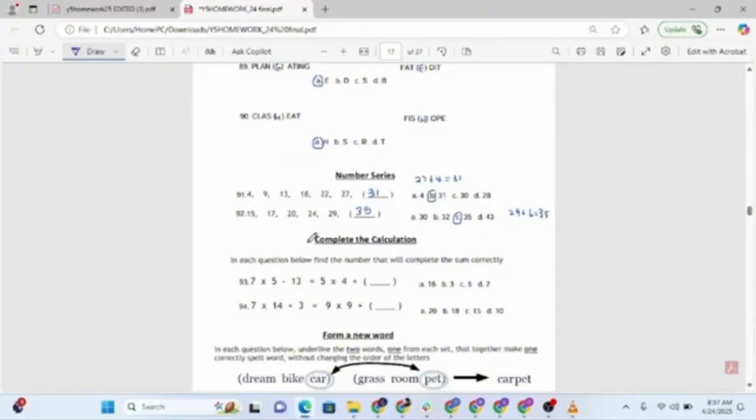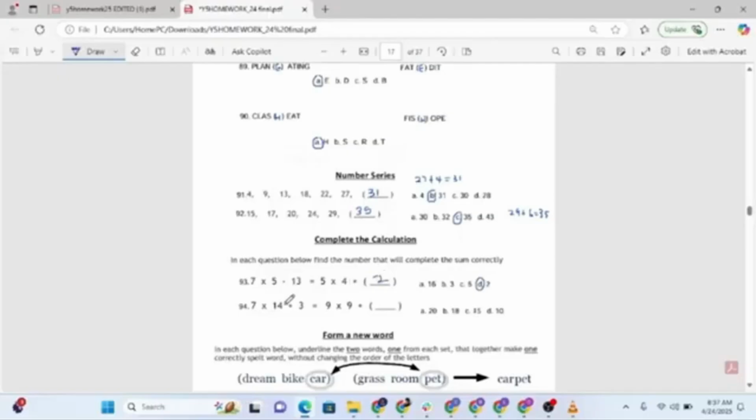Complete the calculation. Question 93. 7 multiplied by 5 minus 13 equals 5 multiplied by 4 plus blank. The correct answer is option D, 2. Explanation. 7 times 5 is 35. 35 minus 13 equals 22. On the right side, 5 times 4 equals 20. To make both sides equal, we must add 2. 20 plus 2 equals 22.